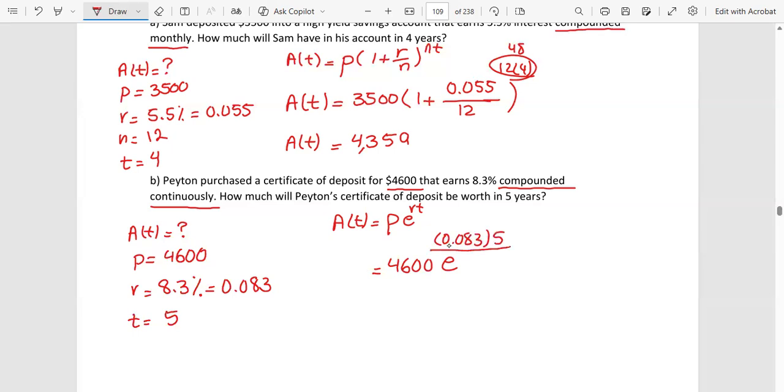Okay, replace them into the formula and find the amount of money after 5 years. Let's multiply these two numbers together, which is 0.415. Then the answer is 6966. If you round it to the whole number, then the answer is 6,966.